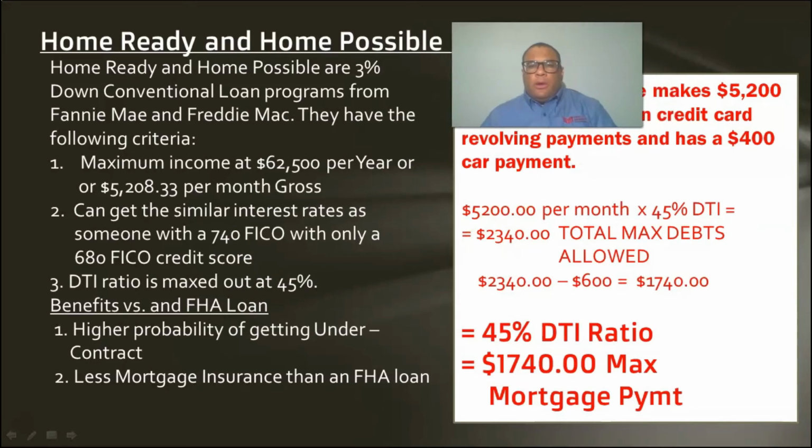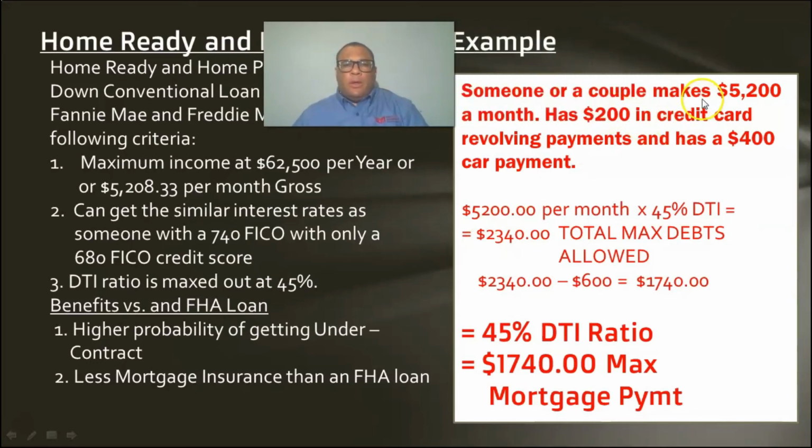So for this example, I put it at the highest that you can. Someone in a couple makes $5,200 a month, has $200 in credit card revolving payments, and a $400 car payment. So $5,200 times 45% is $2,340 total maximum debts allowed. $2,340 minus $600 is $1,740. That is exactly a 45% debt to income ratio.